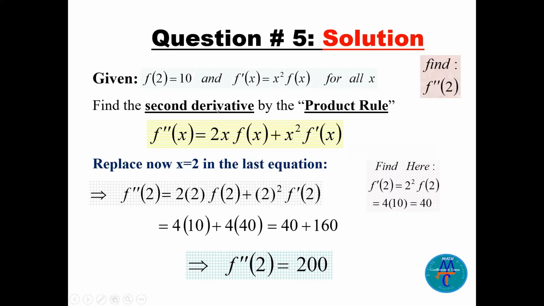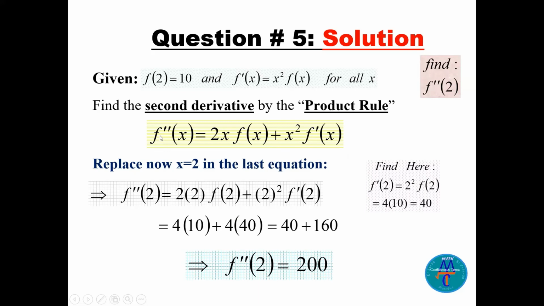So let's find the second derivative from the first. The first derivative is given. The function f is not given. So for the second derivative, we can use the product rule because we have x squared times the function itself. So the derivative of x squared will be 2x times the function plus x squared times f prime of the function f. Let's replace x equals 2 in the last equation here.